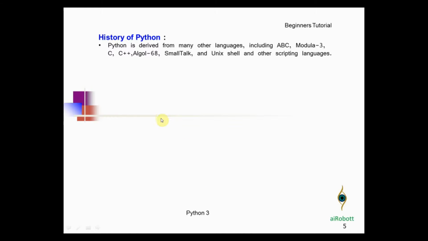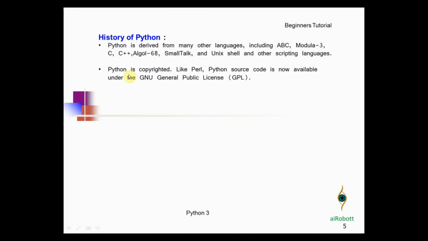Python is derived from many languages including ABC, Modula 3, C, C++, Algol 68, Smalltalk, Unix Shell and other scripting languages. Python is a copyrighted language like Perl. It has freely available source code, open source, under the GNU General Public License. Python is now maintained by a core development group.